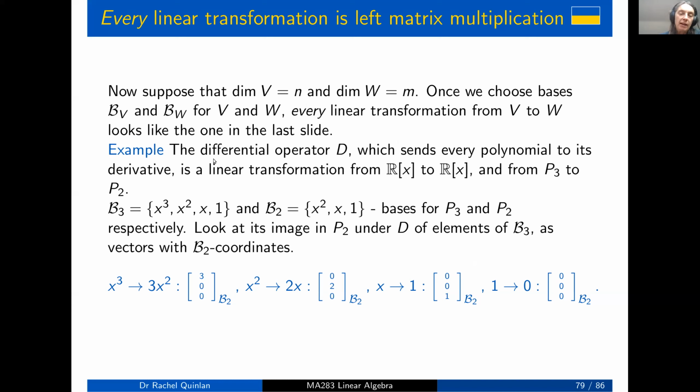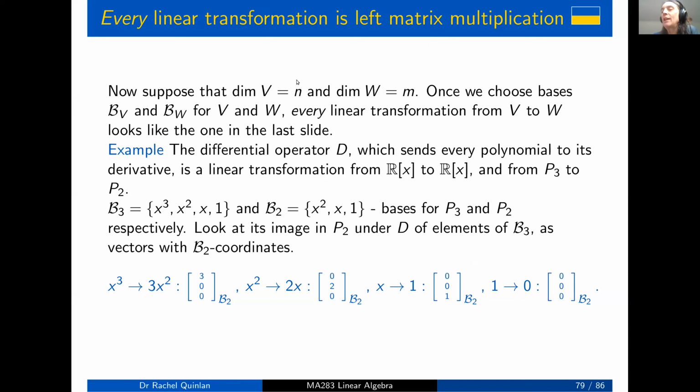So if we choose bases, and I'll just call them BV and BW for V and W, so BV will have n elements and BW will have m elements, then every linear transformation from V to W, I claim, looks like the one in the last slide. It is just represented as left multiplication of columns representing elements of V, columns of length n, by some m by n matrix. And of course, what that will spit out will be a vector of length m, a column of length m, which will have the coordinates with respect to our chosen basis of W for the element of W, which is the image of the element of V that we started with.